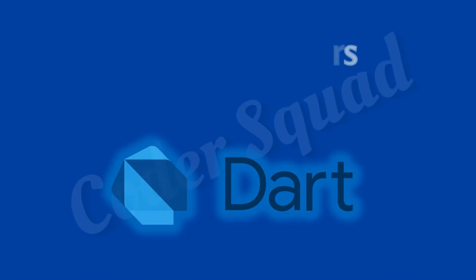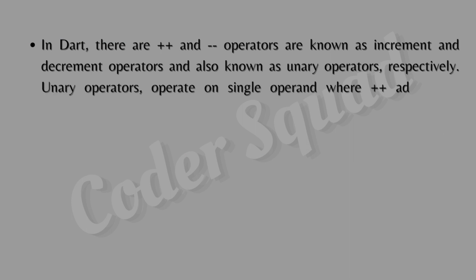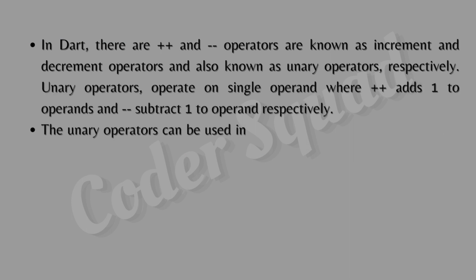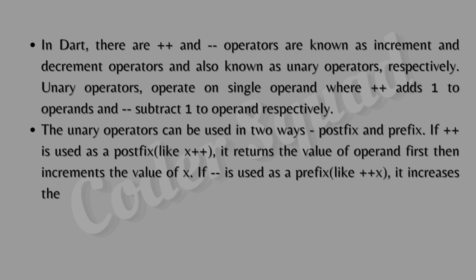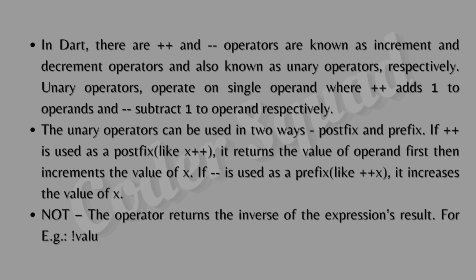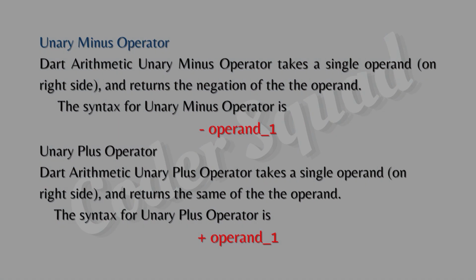Unary operators involve a single operand and perform operations like incrementing, decrementing, or changing the sign of a value. Let's explore some unary operators in Dart. The unary plus (+) and minus (-) operators in Dart are used to denote positive or negative values. These operators are applied to a single operand to change its sign.